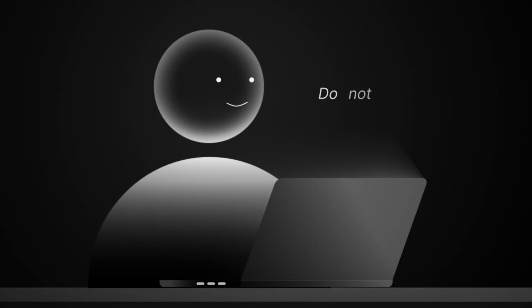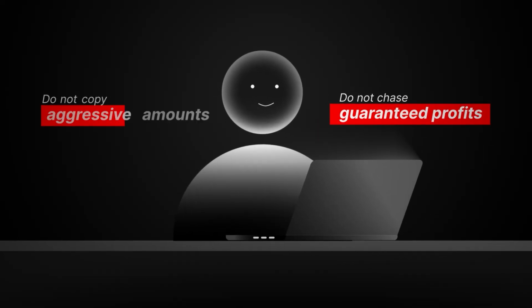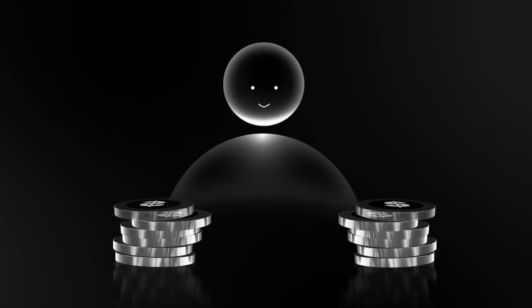Remember, do not chase guaranteed profits. Do not copy aggressive amounts, and trade only with money you can afford to lose.